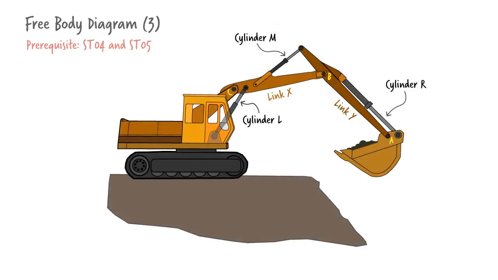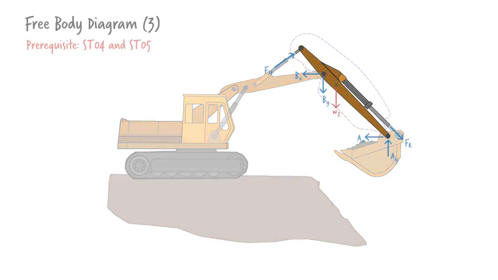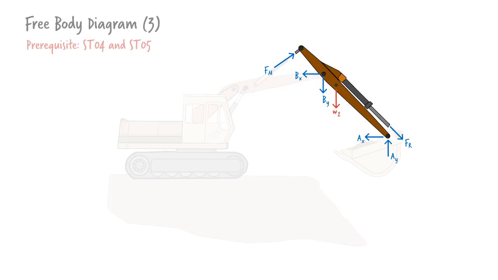And if we want to determine the internal forces acting on link Y, we have to isolate it from the rest of the system. To do so, we can cut here, here, here, and here. These four cuts enable us to isolate the link this way. Our free body diagram then can be drawn like this. There is a force in each cylinder, and each pin has two forces associated with it. The weight of the link, W2, is a known force.